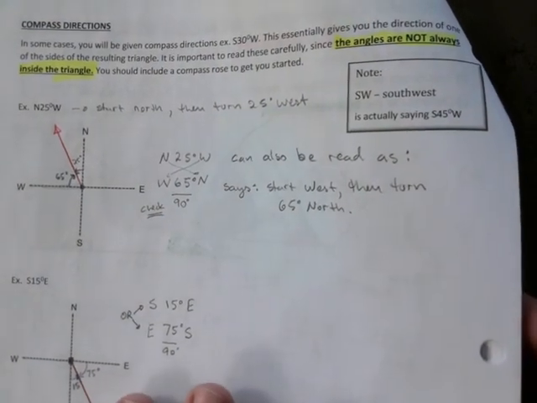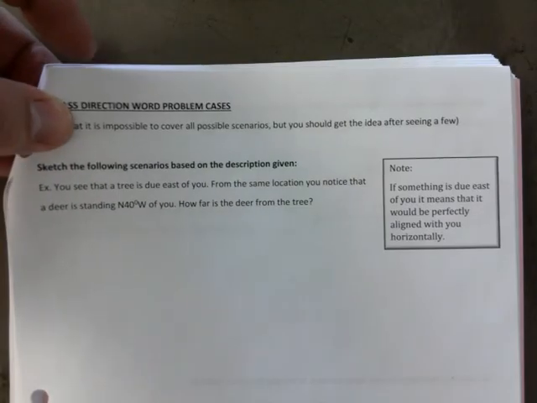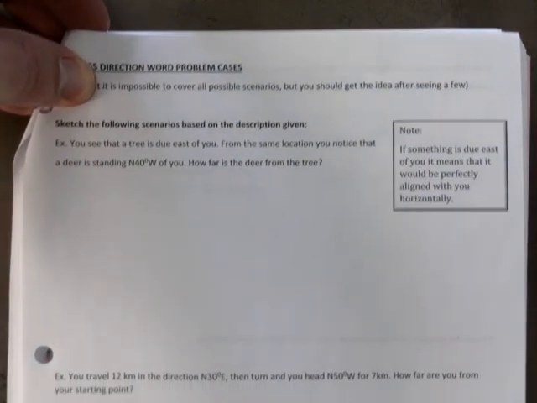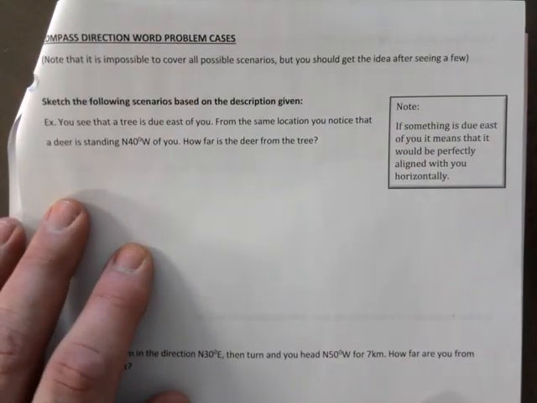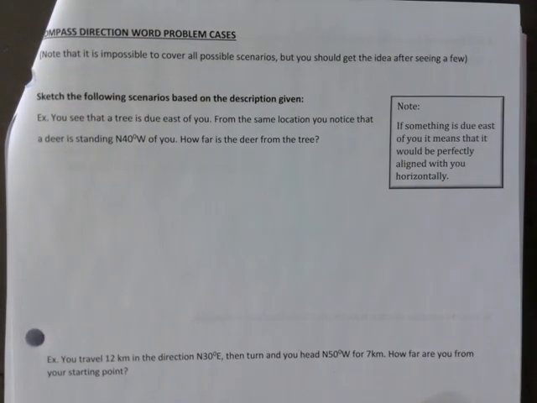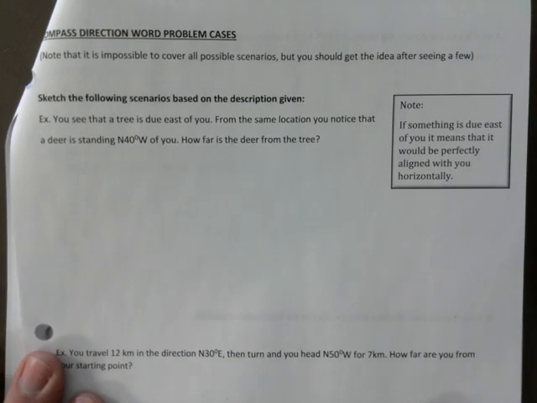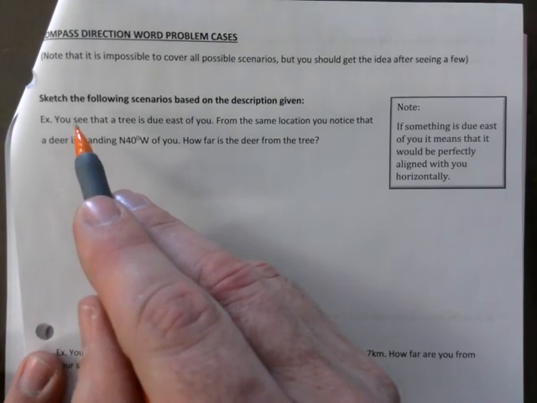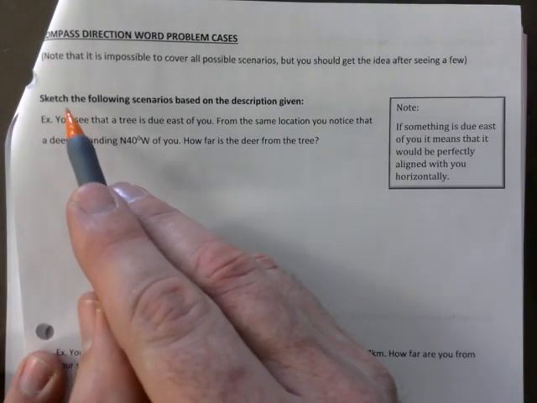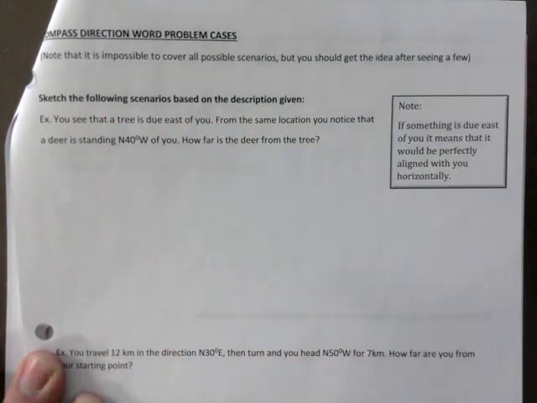Come with me to the next page. Let's set this up. Compass direction word problems. And I will tell you this, it's a little heavy on cosine law at first, but it's not always cosine law, right? It's just the way I set it up. I should have mixed it up a bit. But anyways, sketch the following scenarios based on the description, right?